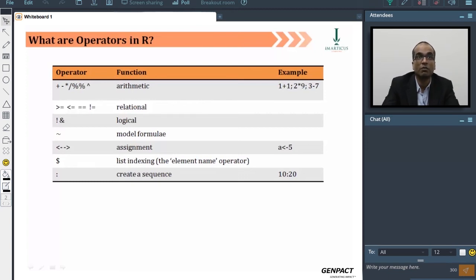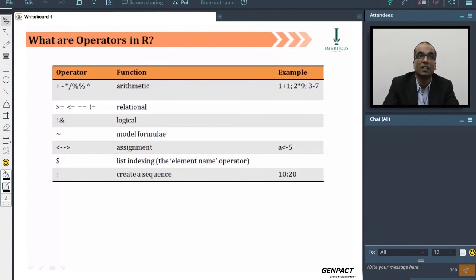From the relational perspective, it would be the greater than equal to, less than equal to, double equal to, and not equal to is shown with an exclamation and an equal to mark. So you cannot use something like what you use in SQL statements, the less than and greater than sign as not equal to. That won't work in R. Then the logical would be not and the and, right? These would be the operators. You can use a double and also, which has some difference in the way in which it works. We'll get to see that when we actually work on these, right?